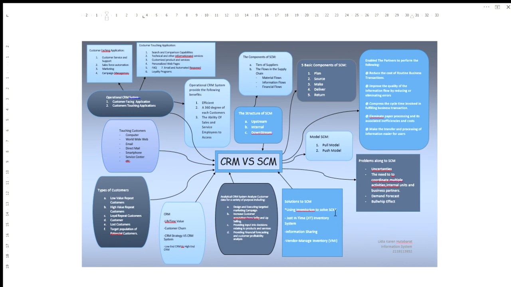Then how do we solve it? Here are some solutions that can be given to solve the problems. That solution can also be added to according to the experience of the company itself. First, the just-in-time or JIT inventory system. Second, information sharing. And third, vendor managed inventory or VMI.